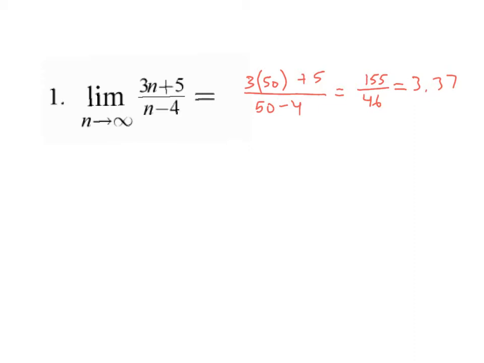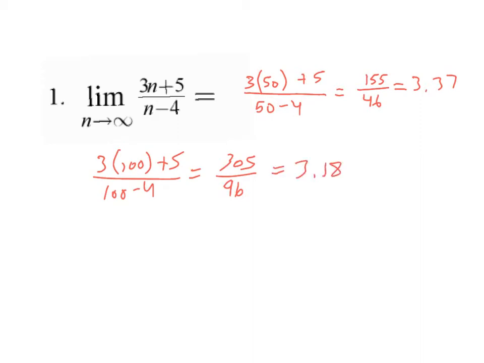Now let's jump a little bit farther. Well, maybe 100, how about? Let's do 100. 3 times 100 plus 5 over 100 minus 4. This would be 305 divided by 96. And this ends up being 3.18 about. I rounded again. So we can see that we're still above 3, but we're getting closer to 3, and not 3.3. Now we're at 3.1.